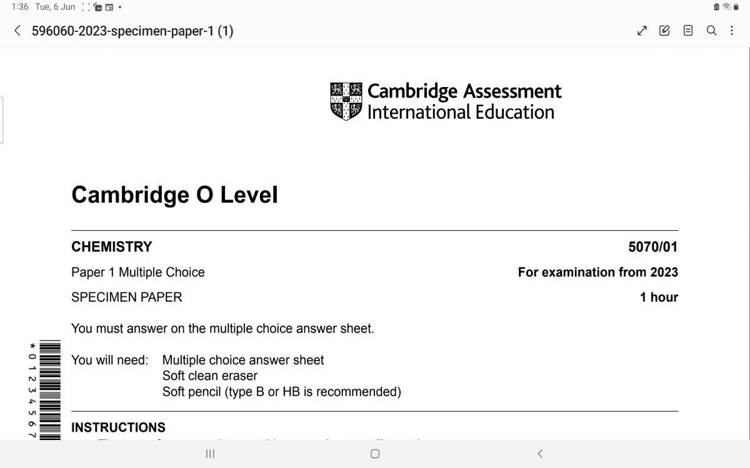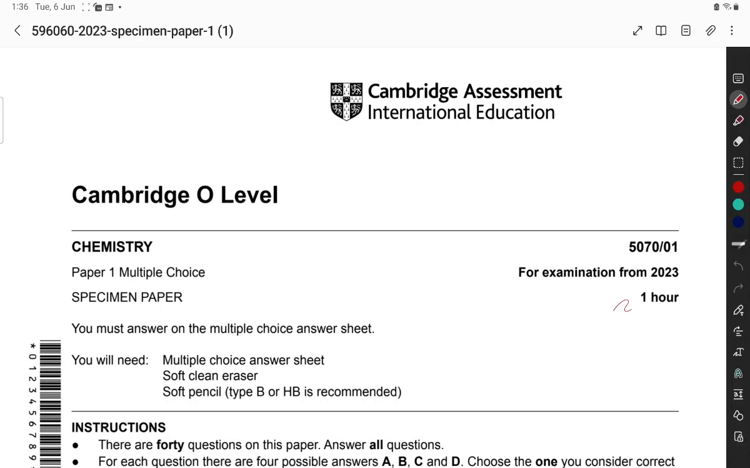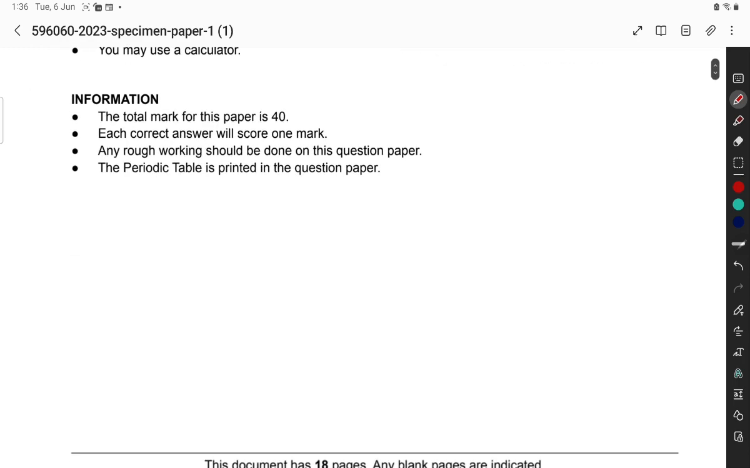Today I will be solving Cambridge O-level chemistry paper 1 multiple choice question 5070, for examination from 2023. This is a specimen paper.